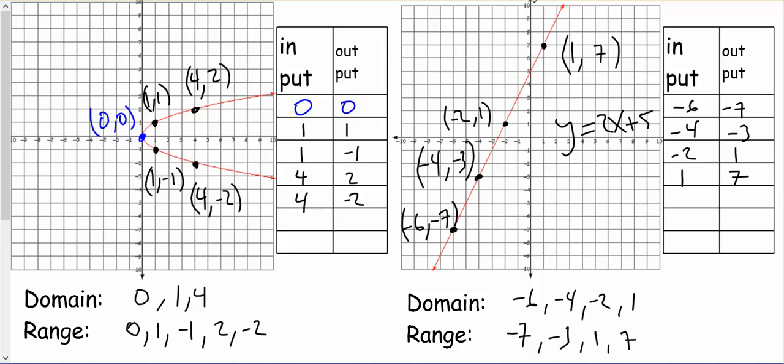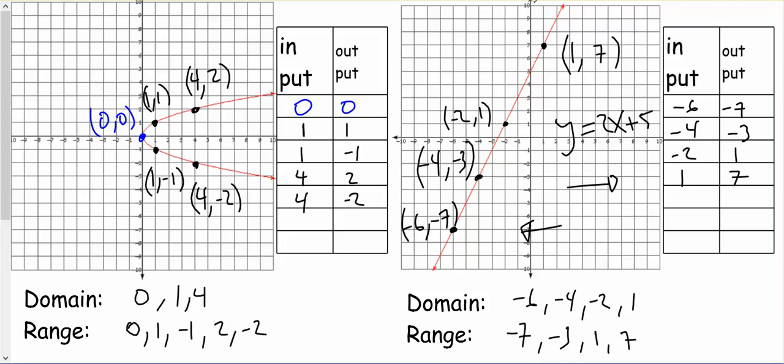So in this function, this line's going to go on and on forever to the right, and moving to the right moves along your x-axis. So as my x values increase, what can we see is happening to our y values? Our y values are increasing. And as our x values decrease, as we move to the left on this line, what happens to our y values? Our y values decrease as well.